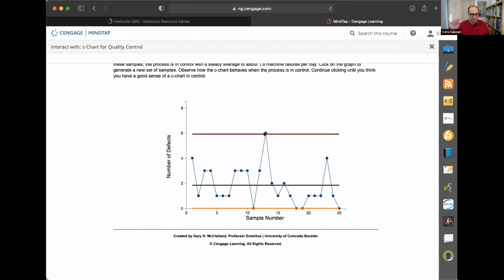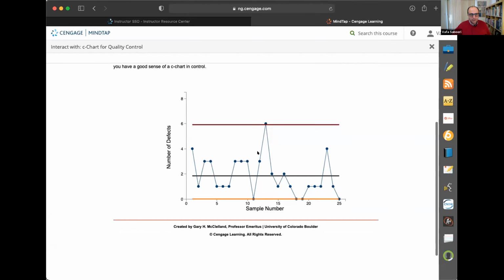Okay, so the representation of the graph shows it as outside, but it's not outside. It's exactly on the line. So we can say that this process is also in control. We don't have 8 consecutive, 1, 2, 3, 4, 5, 6. So we don't have 8 consecutive, we don't have 10 out of 12, and so it is an in control process.